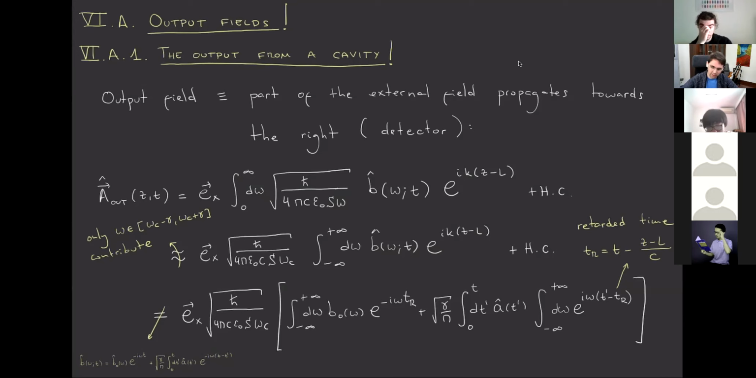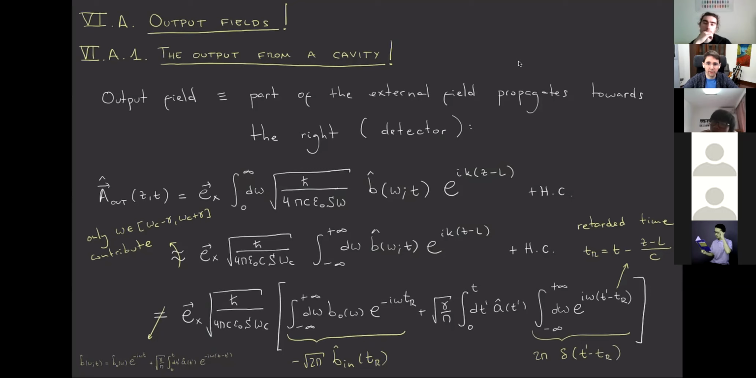Okay. Then now you see that this is very nice because, first of all, this object in here is something that we know from the previous chapter. This is what we call the input operator at time tr. And this is just a delta function of t prime minus tr.